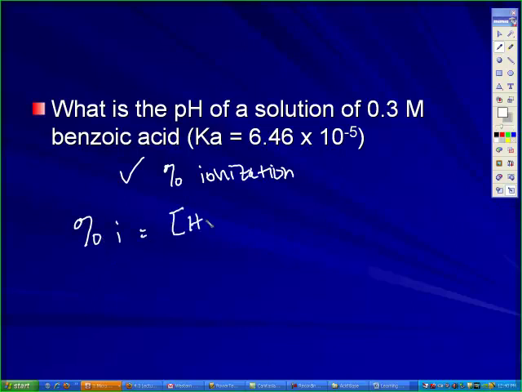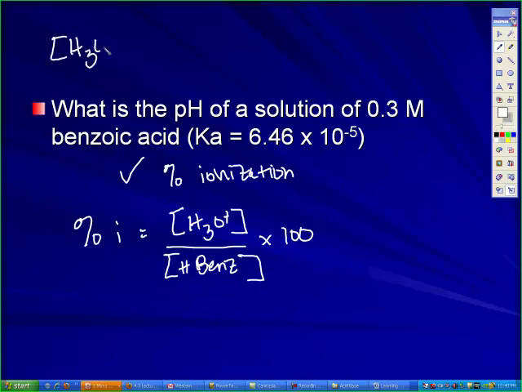So we want H3O plus over our unionized acid, which is going to be, we just said H3O plus was, oh, you know what? I messed up on that last slide. I'm so sorry. The H3O plus concentration was not 1.938. That's before I took the square root. It was 4.4 times 10 to the negative 3.